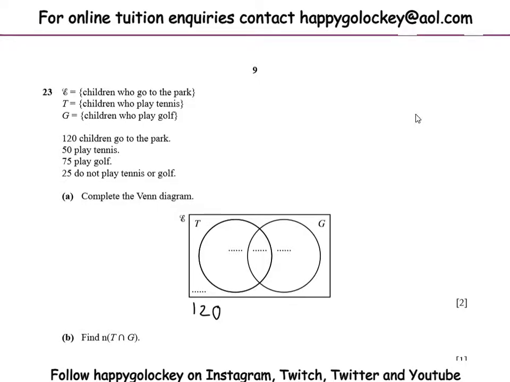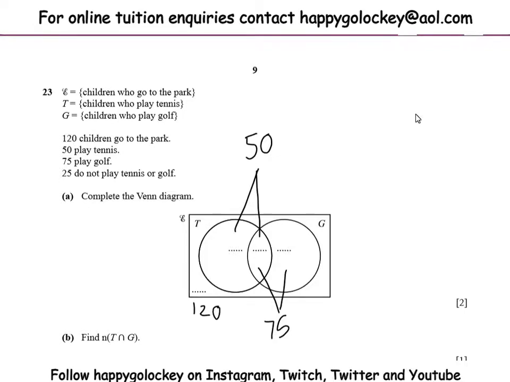50 children play tennis, so these two together have to make 50, not just tennis alone, because if you play tennis, you could have played tennis and golf, so you could be in the middle section too. 75 play golf, so these two need to add up to make 75. For the golfers, again, they could have played golf on their own, or they could have played golf and tennis.